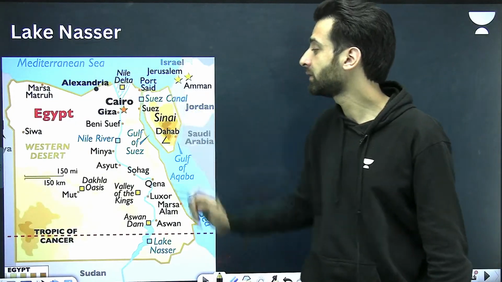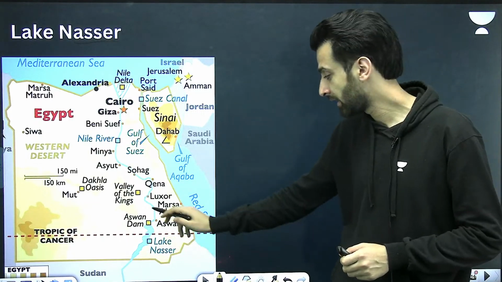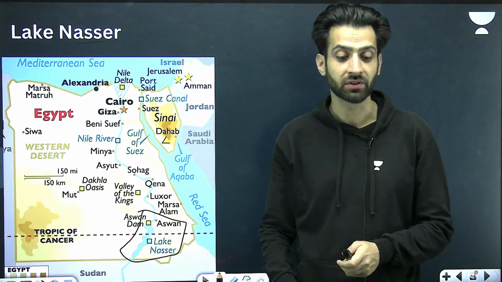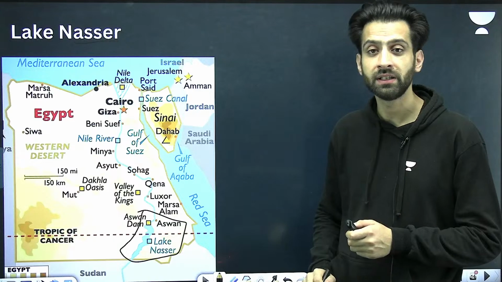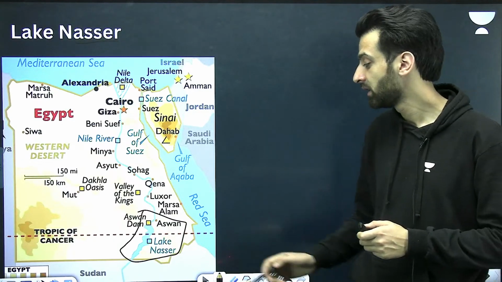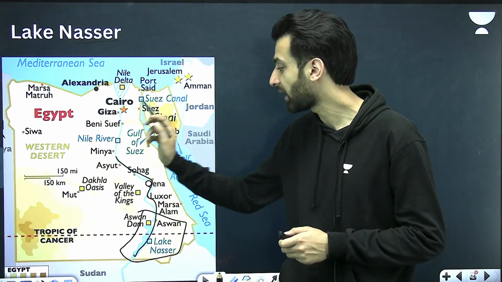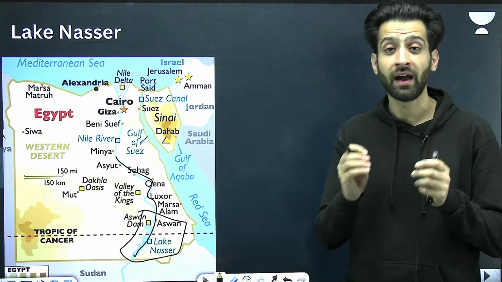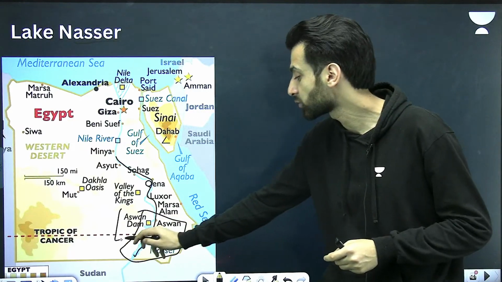Starting with Lake Nasser, it is located in Egypt. Look at the location of the lake, it is here. This is Lake Nasser, located in the southern part of Egypt. What's important about this lake? If you look at this, you will find the River Nile passing through it. The Nile River passes through Lake Nasser, and there is a very important dam called the Aswan Dam.